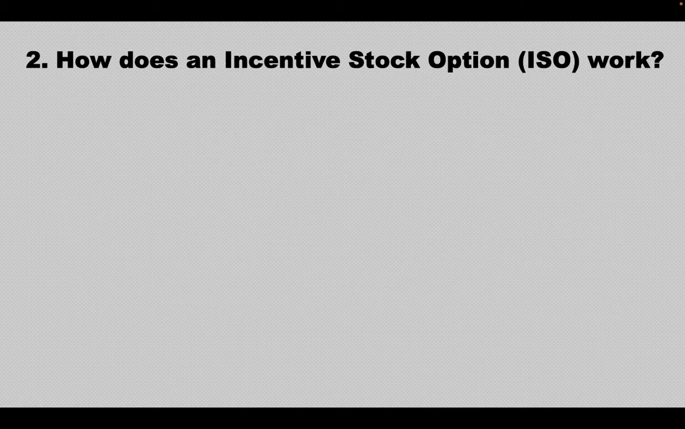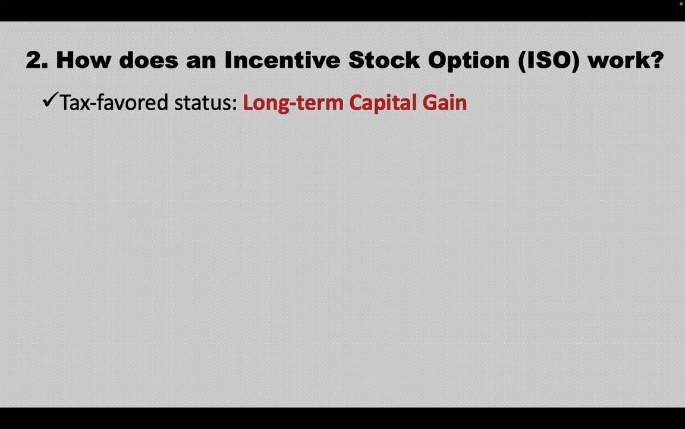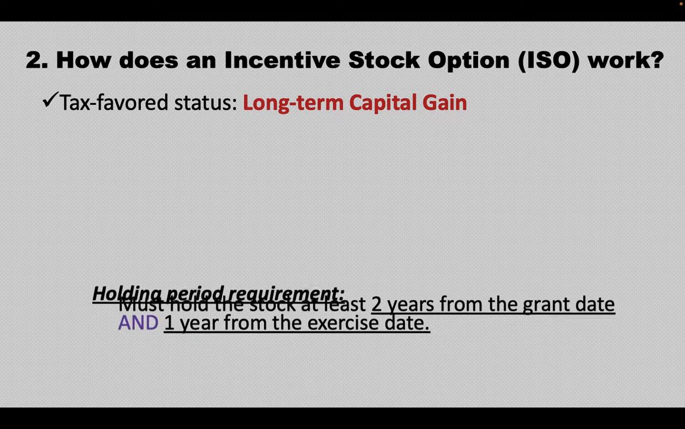So let's talk about how it works. What are those requirements required by ISO plan in order to qualify? So first, why do you want to be qualified? Because you want to be taxed at favorable tax status, which is long-term capital gain rather than ordinary income as your wages, right? So you want to be qualified.